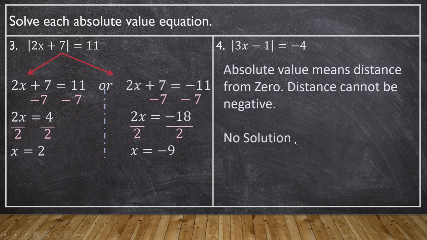So this would be no solution because this negative 4 right here is negative. There's no value we can put in this absolute value in order for us to get a negative 4. Distances cannot be negative. Think about that desk analogy I just gave you guys. If I'm 3 feet to the right, I'm 3 feet away. If I'm 3 feet to the left, I'm still 3 feet away. It's not negative 3 and positive 3, it's just 3 feet both times. Distances cannot be negative. So this one would be no solution because this number right here is negative.